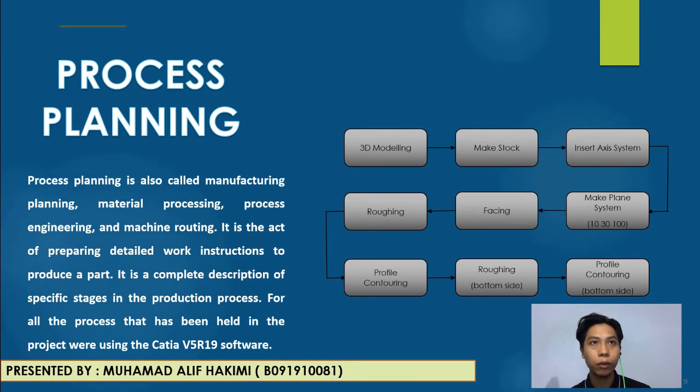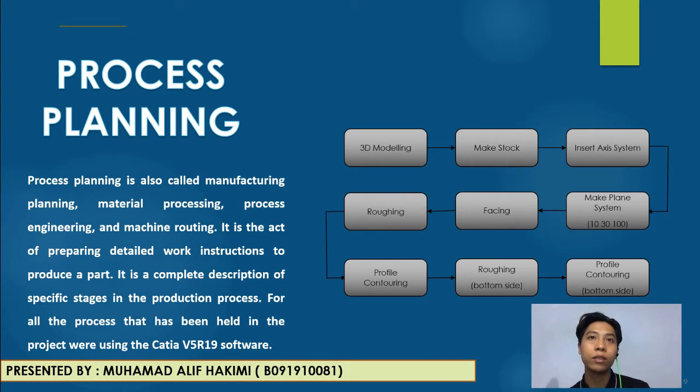Machining. Now I will present to you the process planning. Process planning is also called manufacturing planning, material processing, process engineering and machine routing. It is the act of preparing detailed work instructions to produce a part. It is a complete description of specific stages in the production process. For all the processes held in the project, we're using the CATIA V5R19 software. The diagram shows the process planning.